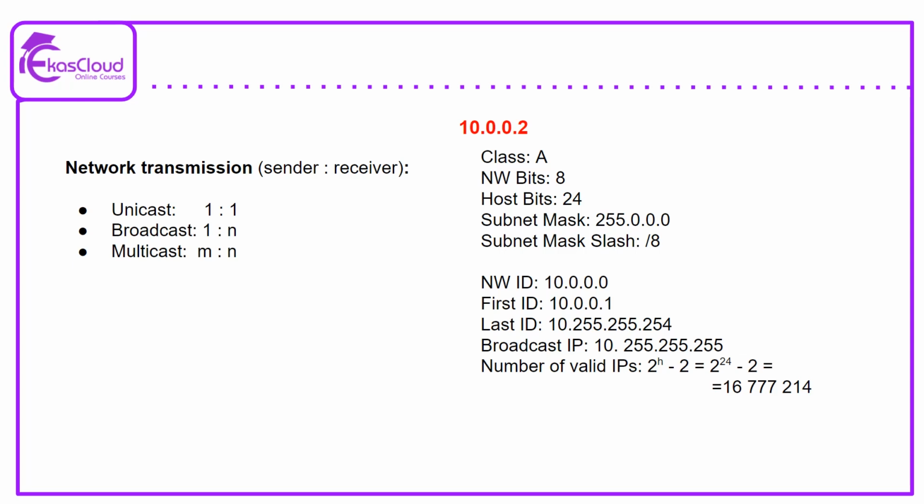there are three types of network transmissions. One is the unicast one, where there is one sender and one receiver, which is the simplest case. Then there is a broadcast, where one sender sends to many receivers, and then there is a multicast one, like many senders sending to many receivers the information, the packet of data through the network.